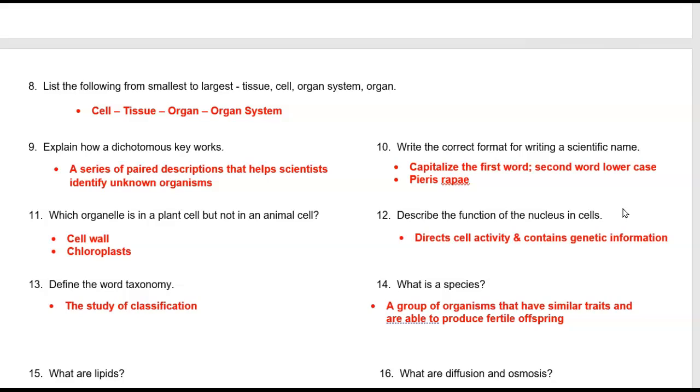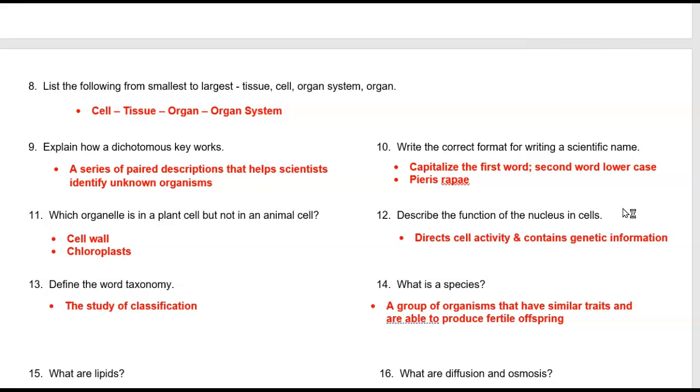The following lists the following from smallest to largest. Remember, cell, tissue, organ, system. Okay, organ system is the largest. It's a group of organs working together. And an organ is a group of tissues working together. And a tissue is a group of cells that are working together. So cell, tissue, organ, system.